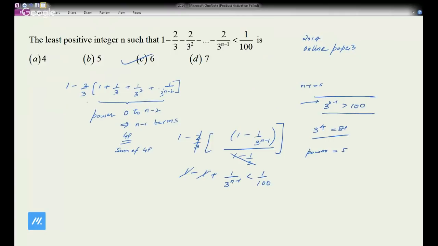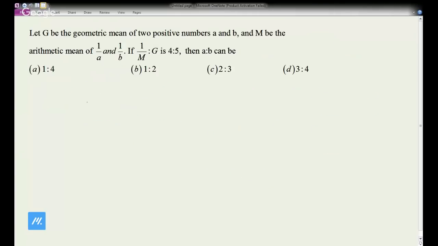Clear, guys? Definitely not a leftover question, guys. This question should have been solved. Easy question. Next problem, 2014, and this is online. Again, paper 3.